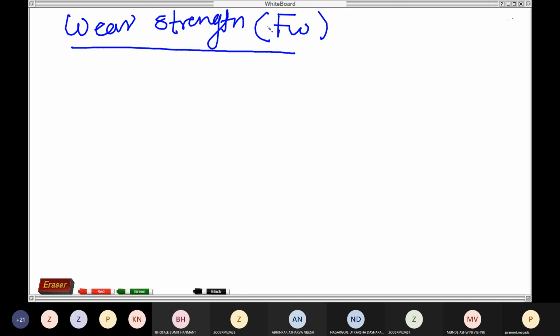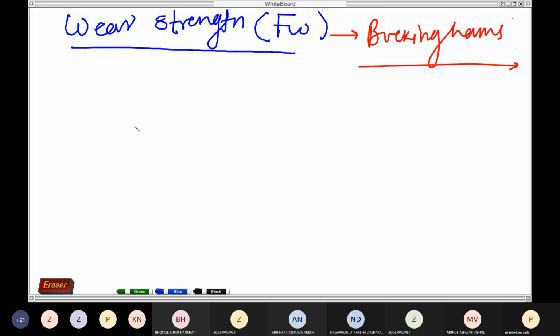That we call the wear strength. Now, how to calculate wear strength? Like we saw for beam strength, write down: wear strength is defined by using Buckingham's equation. Buckingham was the scientist, not Lewis. Buckingham's equation.